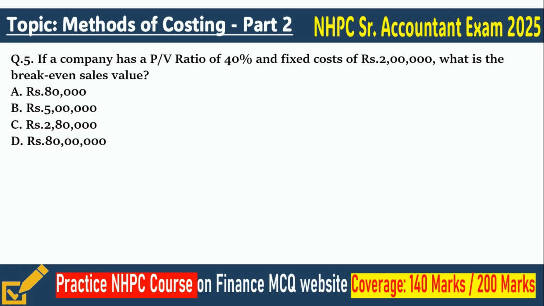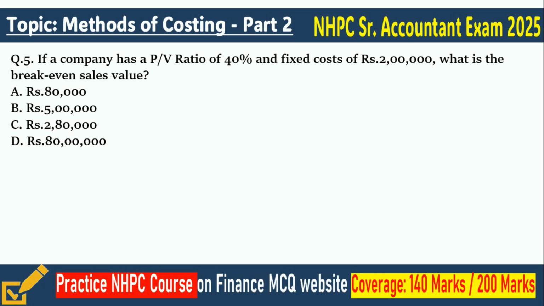If the company has a profit volume ratio of 40% and fixed cost of 2 lakh, what is the break-even sales value? So friends, in the previous lecture, we have solved a question where we need to calculate the break-even sales in terms of units. What was the formula in that question? It was fixed cost divided by contribution per unit.